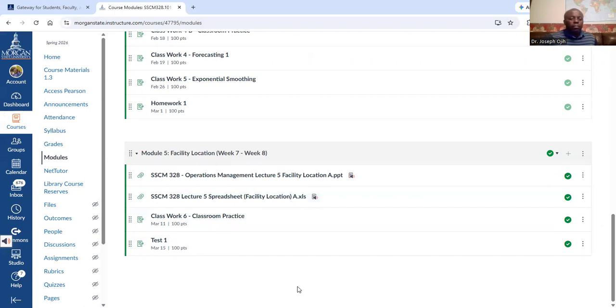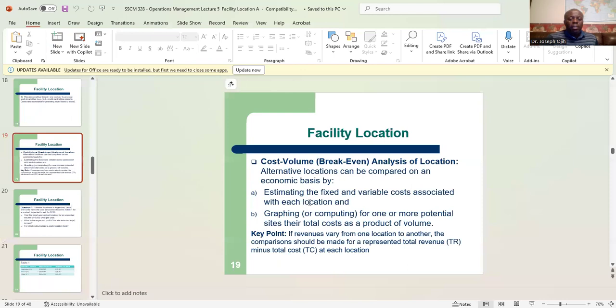Thank you. You're welcome. So now the question that we're asking is, estimate the fixed and variable cost associated with each location, graph or compute for one or more potential sites the total cost as a function of volume. If the revenue varies from one location to another, then the comparison should be made for profit. But otherwise, the location that has the lowest cost will be the one chosen when you use the cost-volume analysis method.